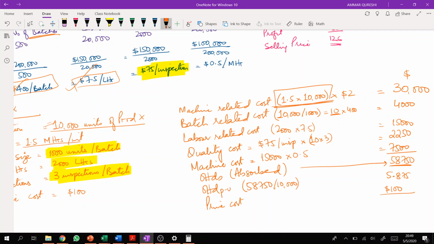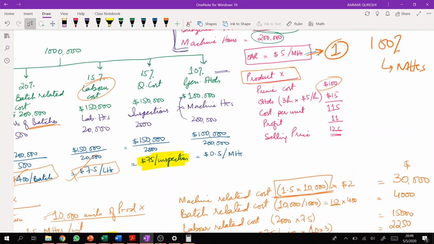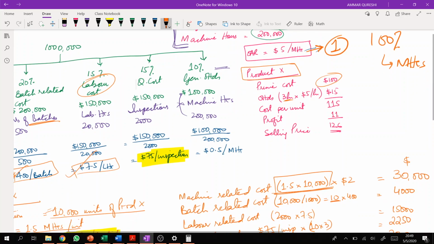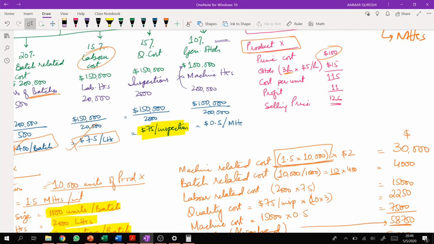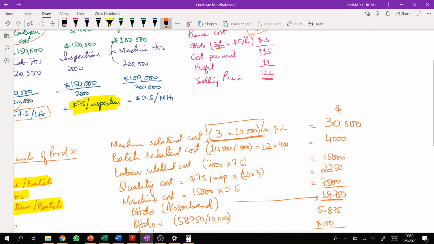Just a second. Let me make it more comparable. Labor hours were around... We considered 3 machine hours here, right? So let's multiply this with 3. I'm just trying to make it more comparable. There's nothing wrong here, but I'm just trying to compare it because at the end we will compare it with absorption costing. So 30,000 multiplied by 2 is 60,000.